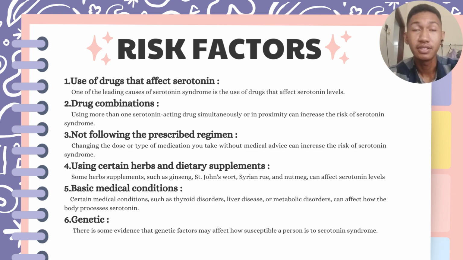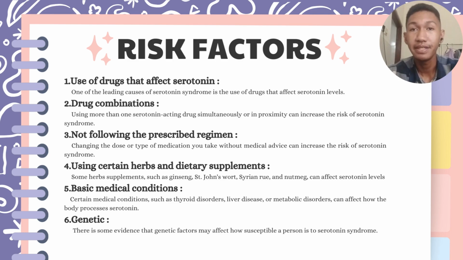The third one is not following the prescribed regimen. Changing the dose or type of medication you take without medical advice can increase the risk of serotonin syndrome. The fourth one is using certain herbs and supplements. Some herbal supplements such as ginseng, St. John's wort, Syrian rue, and nutmeg can affect serotonin level.